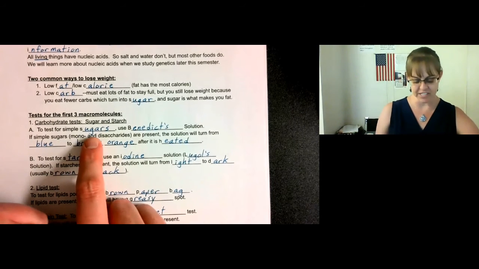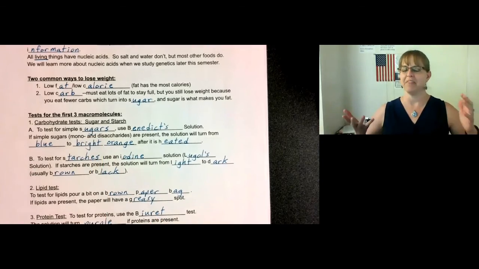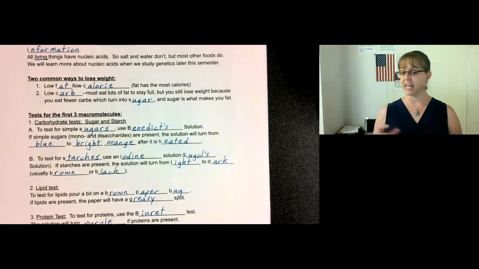So if you're going to test for simple sugars, this will not do table sugar. See, sucrose is table sugar, and sucrose will break down into glucose, the simplest sugar, and fructose, the second simplest sugar. So this test will only test for glucose and fructose, the simple sugars, not for sucrose. But you can usually read the ingredients and see that sugar has been added if you're curious to see how much of that's in there.